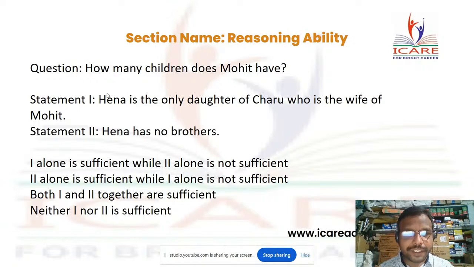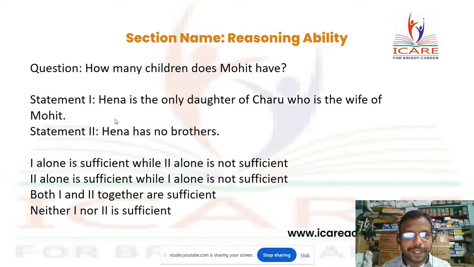If you go with statement one, Hena is the only daughter of Charu, and Charu is the wife of Mohit, so definitely Hena is also the daughter of Mohit. But from statement one we don't know whether Hena has brothers or not. So statement one alone is not sufficient. If you go with statement two, Hena has no brothers, with only statement two we can't decide whether Hena is the only daughter or not. So statement two alone is also not sufficient.